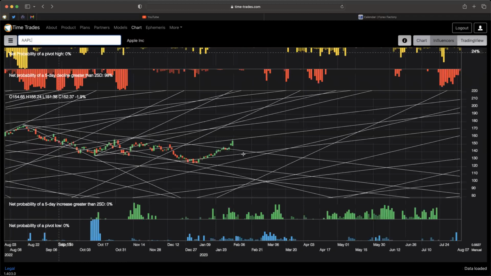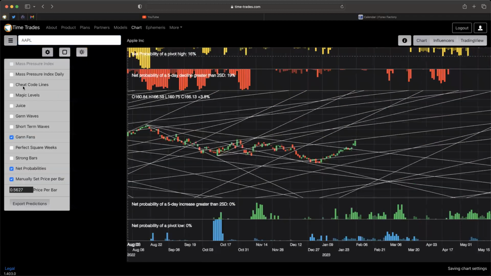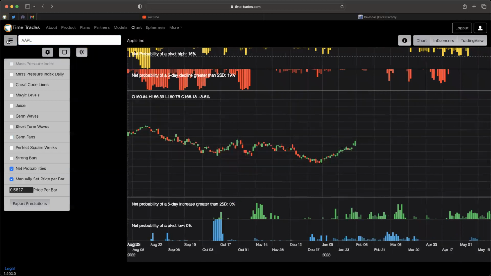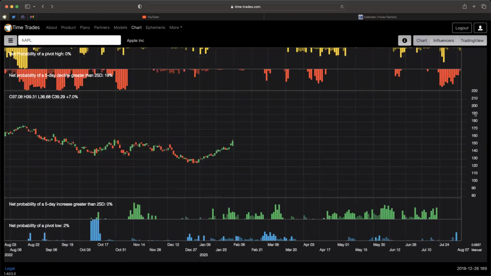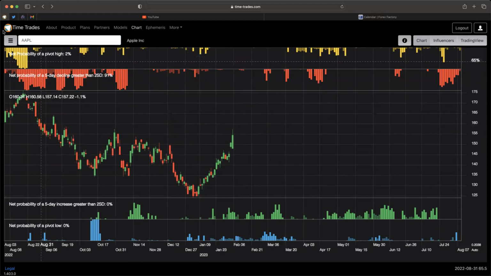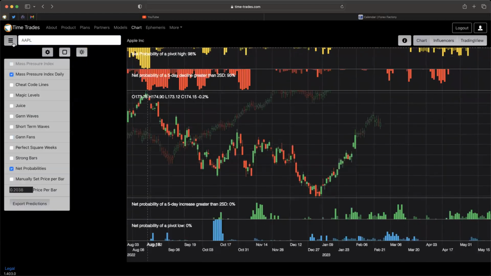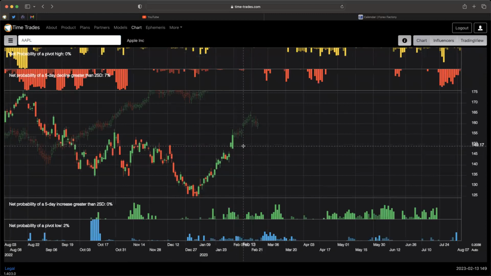Let's take a look at Apple. Apple also looks pretty bullish. We see lots of green up probabilities, not so much on the down red probabilities. We can turn on the new mass pressure index, and we can get a sense for what some of the potential may be. And again, we see some sideways chop this week with a potential move up into Friday the 17th, and little to no probabilities of down days there.